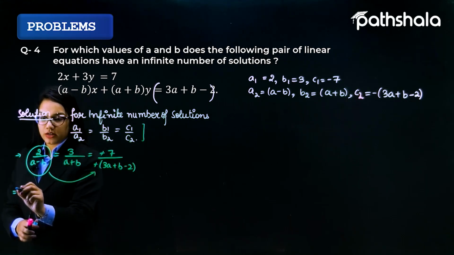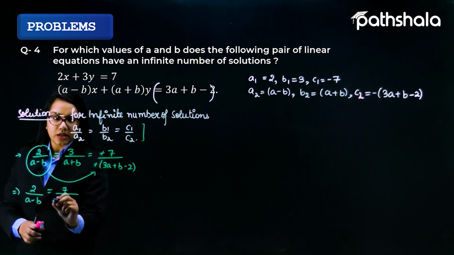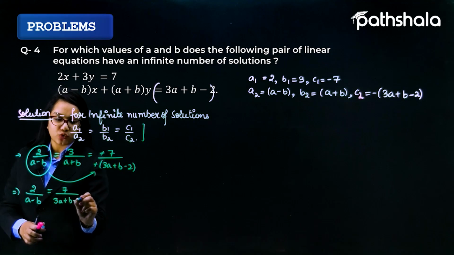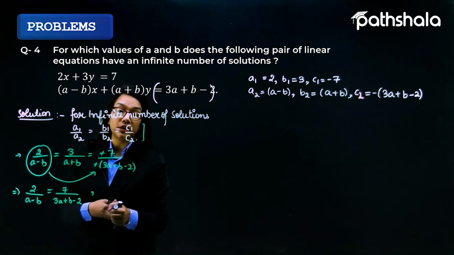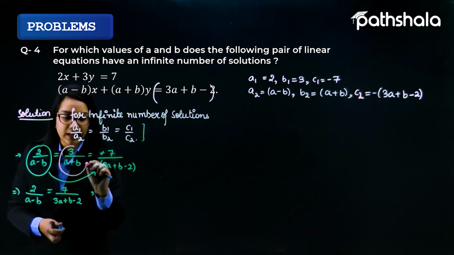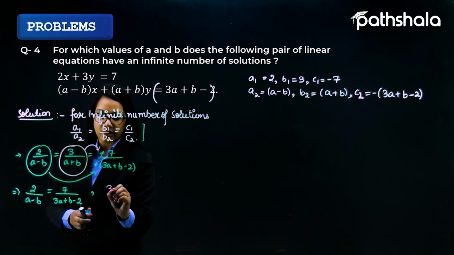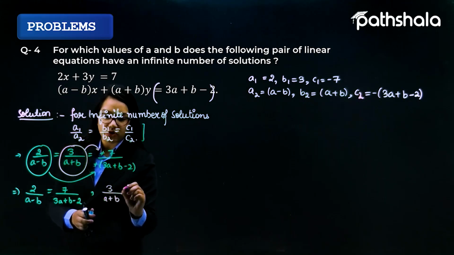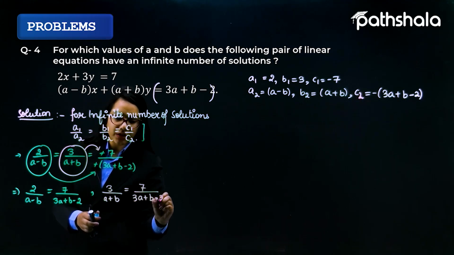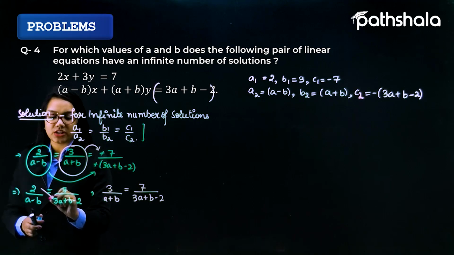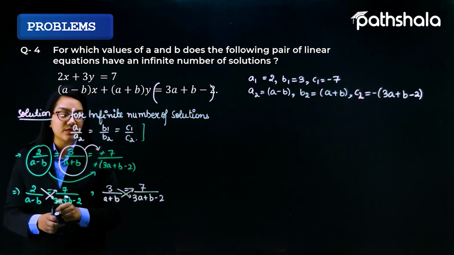So let us take 2/(a - b) = 7/(3a + b - 2) first, and in the same way, we will then take the second and the third term. So the second is equal to the third, which is of the form 3/(a + b) = 7/(3a + b - 2). Now let's cross multiply these terms so that we get equations in terms of a as well as b.